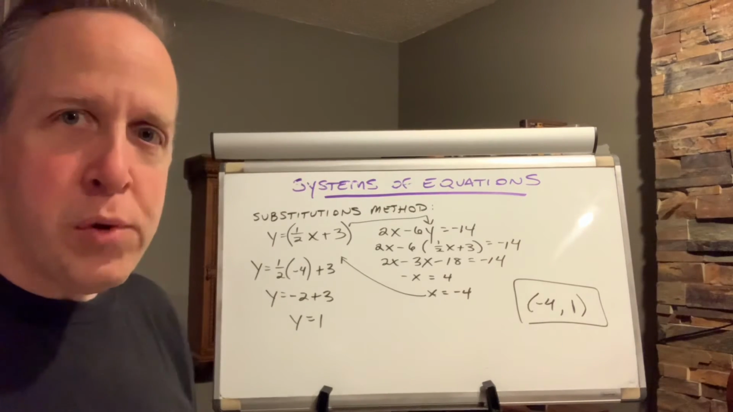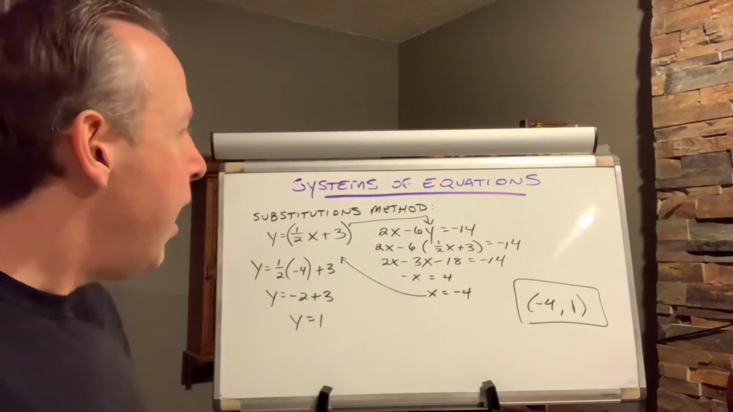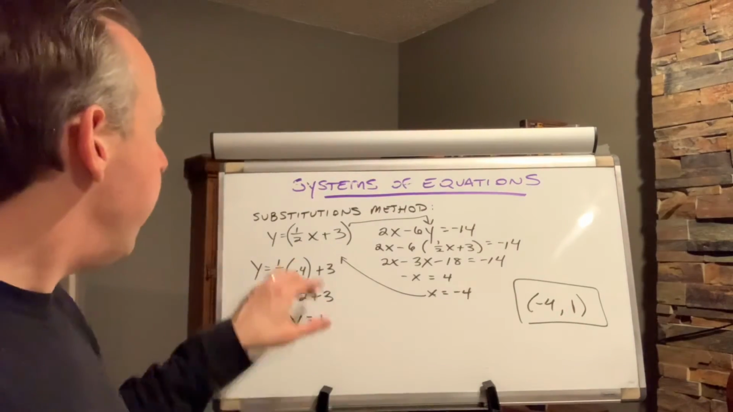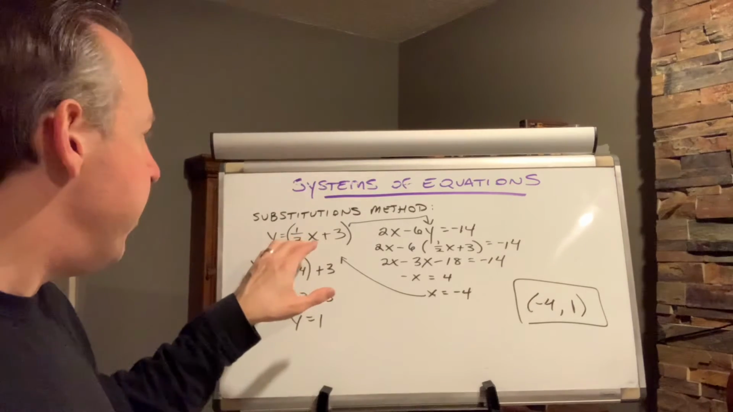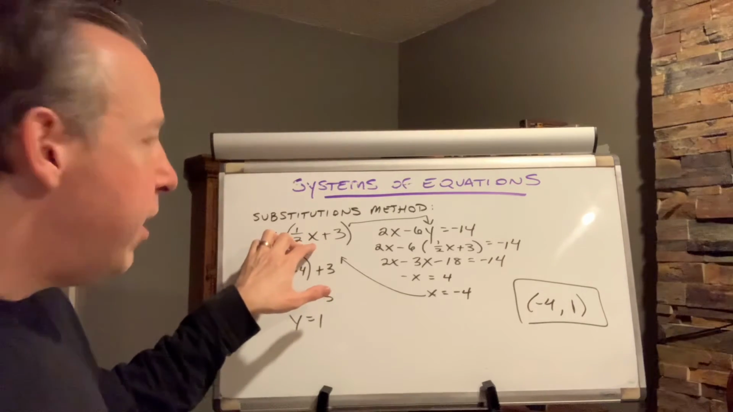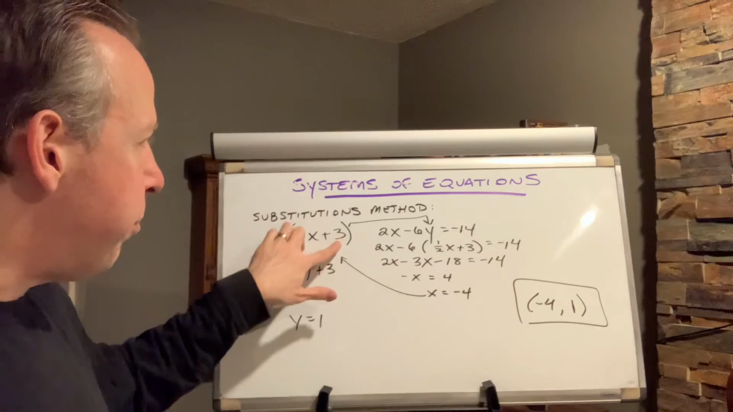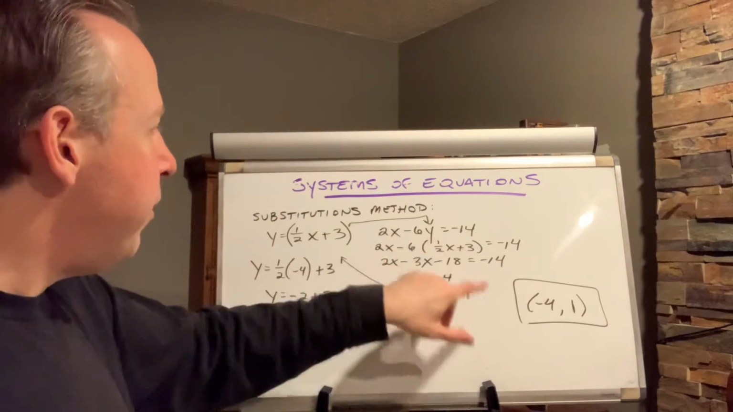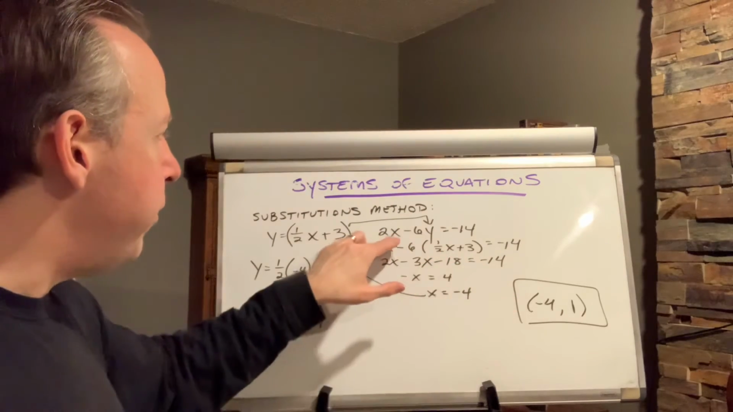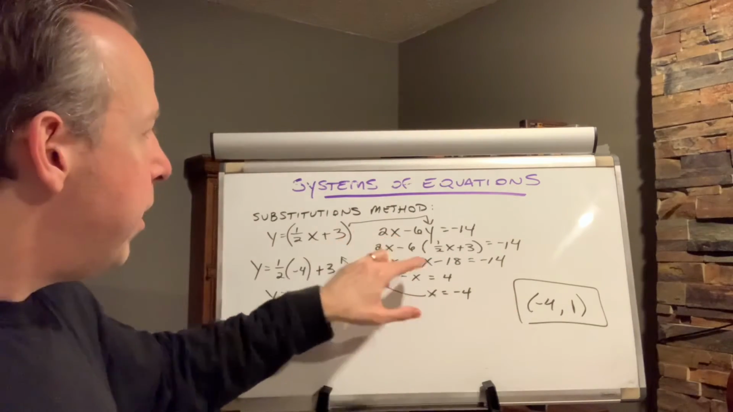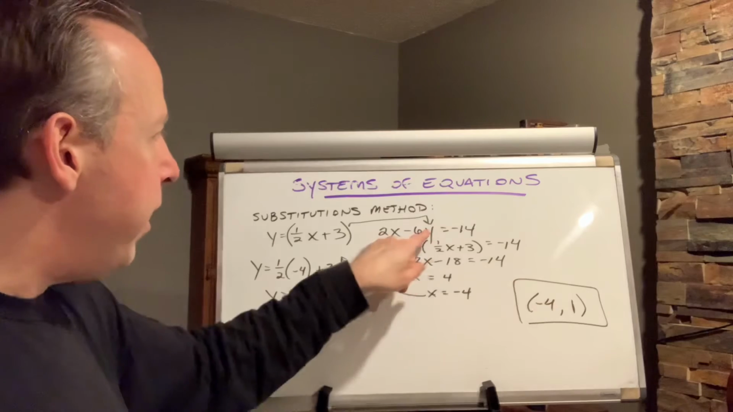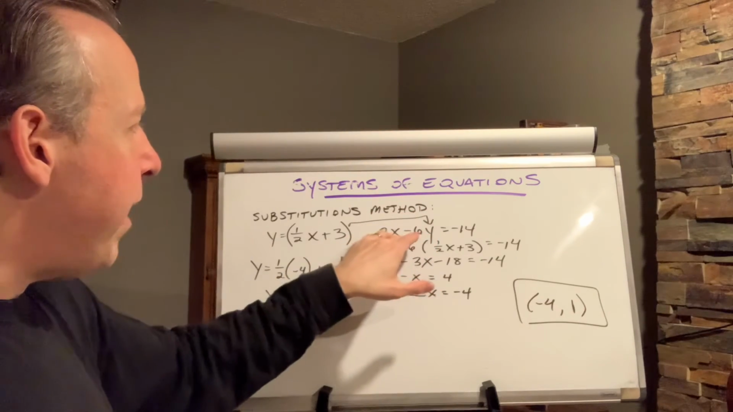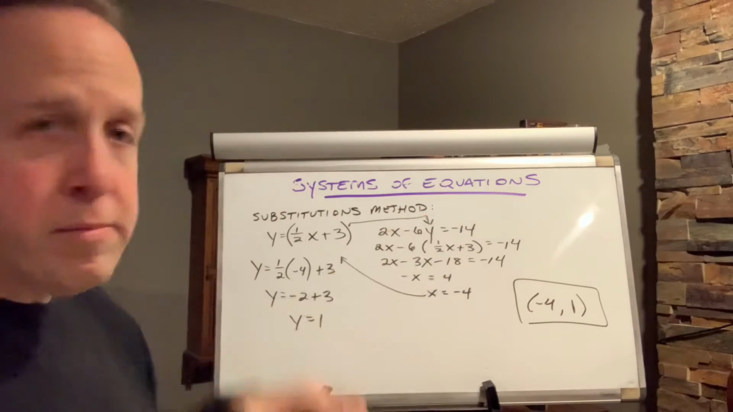If you're not sure, you can always double check it. If I plug in a -4 for x, do I get a 1 for y? Well, I just did that over here, so I'm pretty confident, but 1/2 times -4 is -2, plus 3 is 1, which it needs to be. In this equation, if x is -4, 2 times -4 is -8. If this y is 1, -6 times 1 is -6. -8 minus 6 equals -14. It works fine.